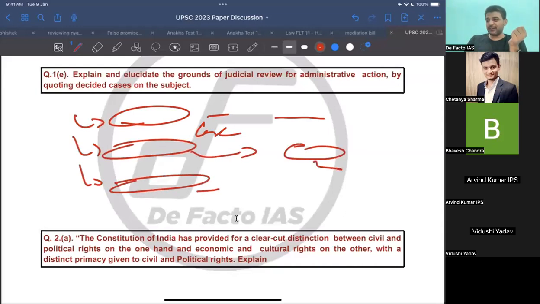Procedural impropriety, ultra vires the parent act, etc. Simply write and explain one case. That is a model answer that has to be prepared. And this is a question which keeps on repeating, right? Which is something which keeps on repeating.